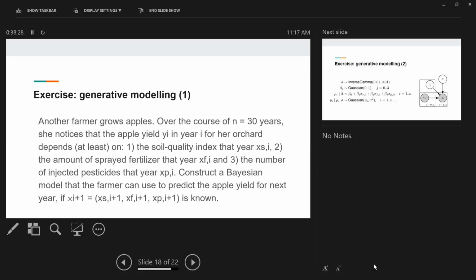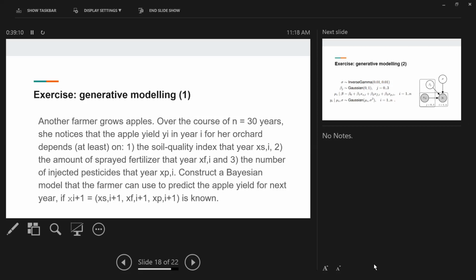So another farmer grows apples. This is from when I did the course, the practice exam, so I didn't write it. Over the course of 30 years, she noticed that the apple yield Y_i in year i for the orchard depends at least on one, the soil quality index that year, XS_i. Two, the amount of sprayed fertilizer that year, XF_i. So we have multiple X's in year i. And the number of injected pesticides that year, XP_i.